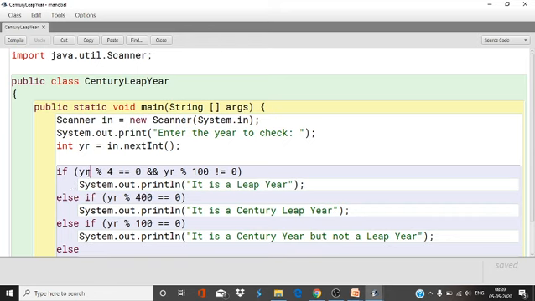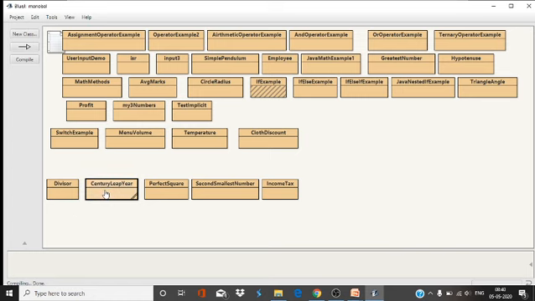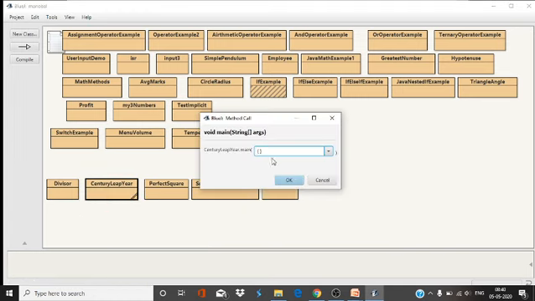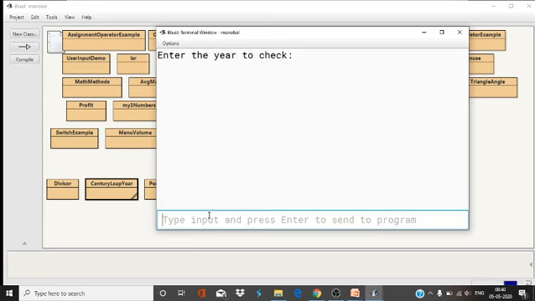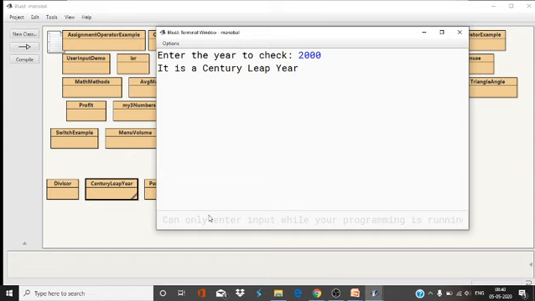Else if I have given, it means this condition should be false, and if this condition is false, then only it will come here, and after that it will come here. I will show you the program for this. I'm going to enter a particular year. Suppose I have entered 2000. It is a century leap year. Why? Because it is divisible by 400, that's a century, and also by 4.